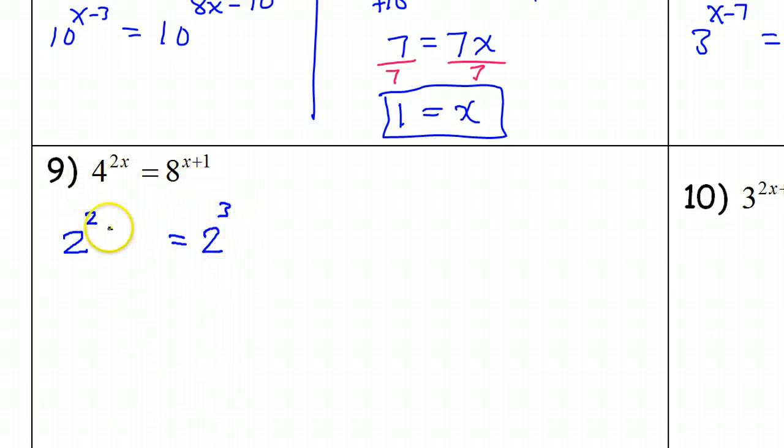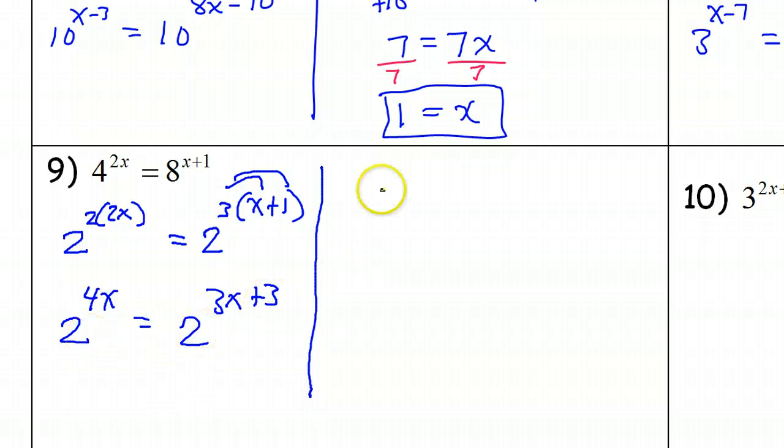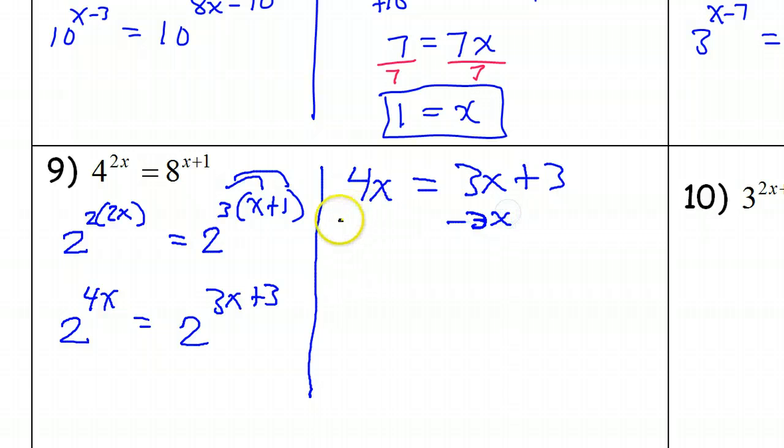And of course, we still got the 2x and the x plus 1. So that's going to give us 2 to the 4x power equals 2 to the 3x plus 3 power. Distribute. Now that the bases are the same, the exponents must be the same. So 4x equals 3x plus 3. Subtracting 3x from both sides gives us x equals 3.